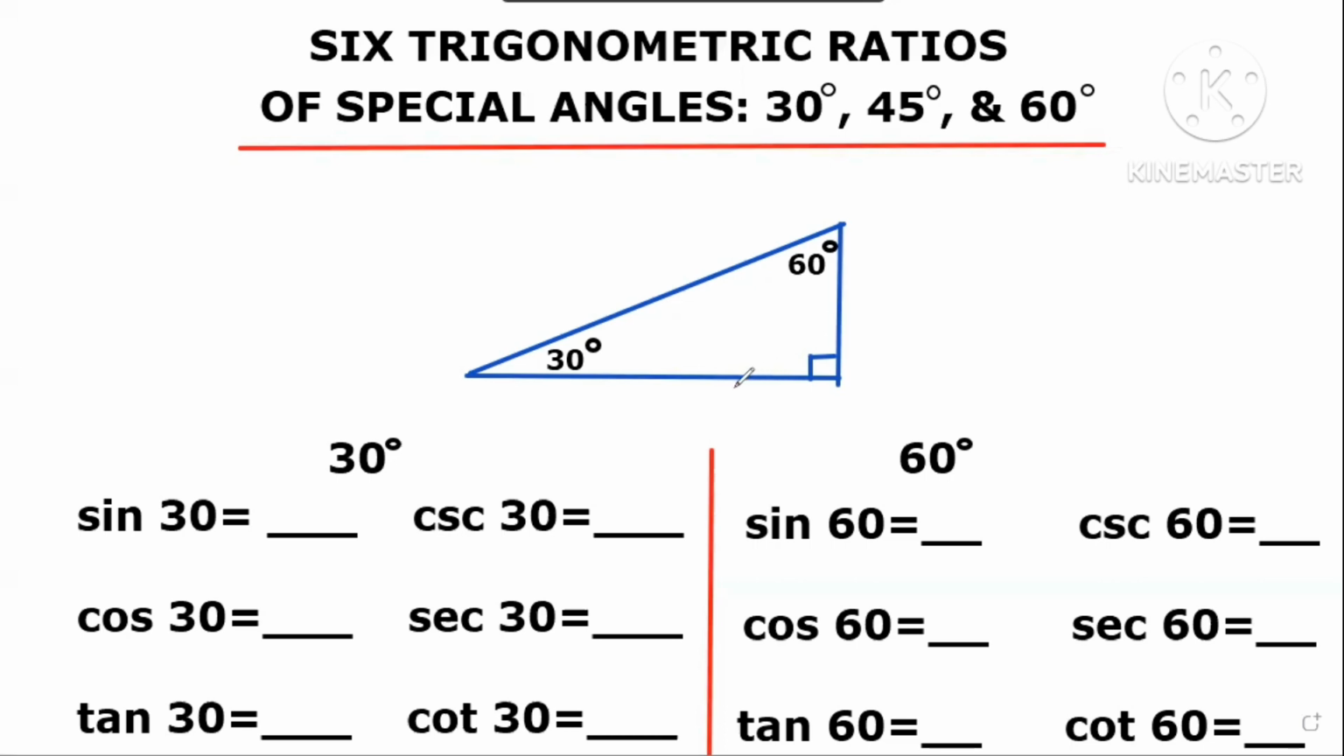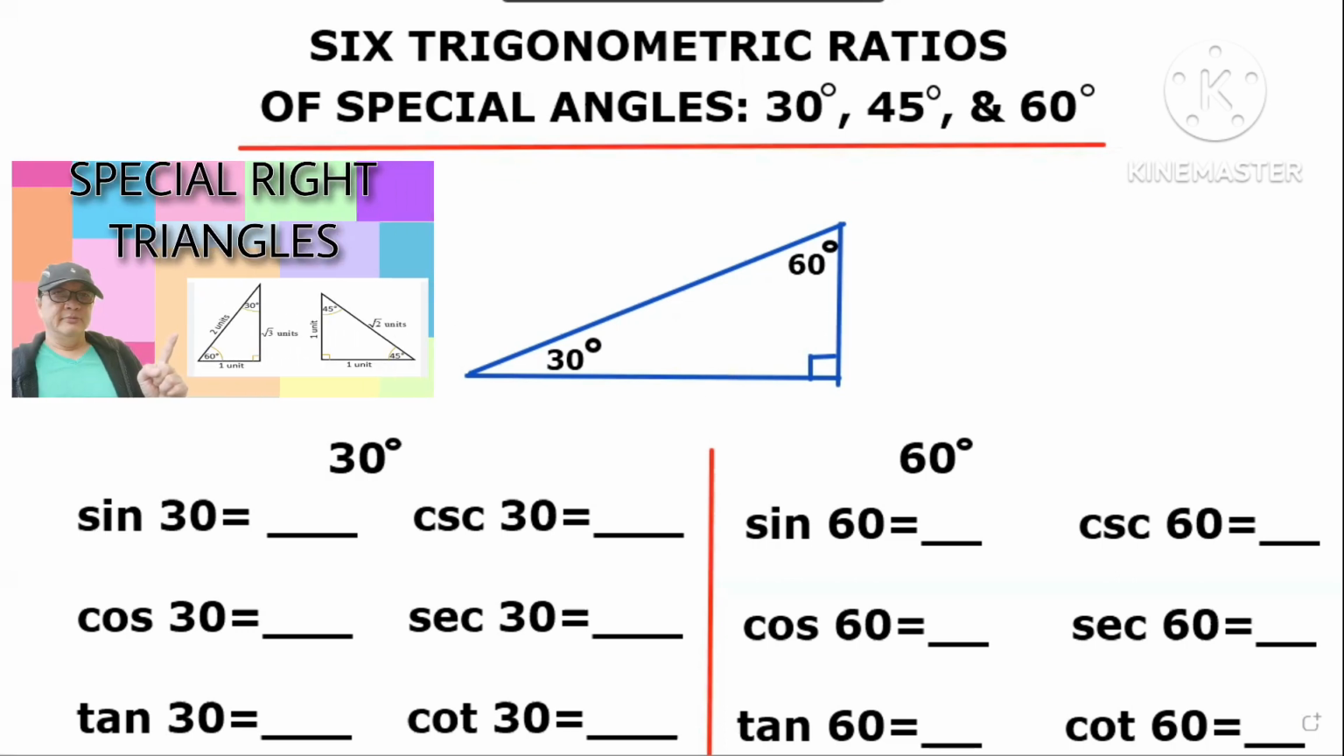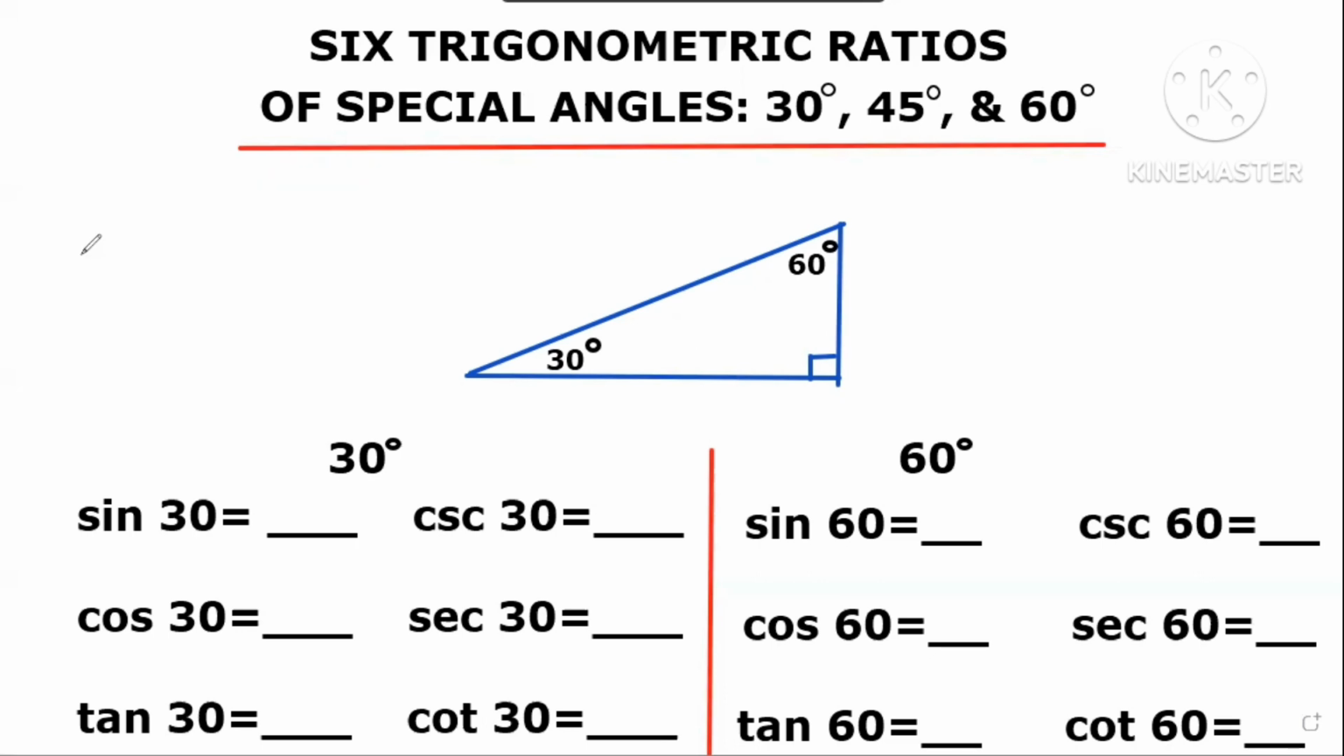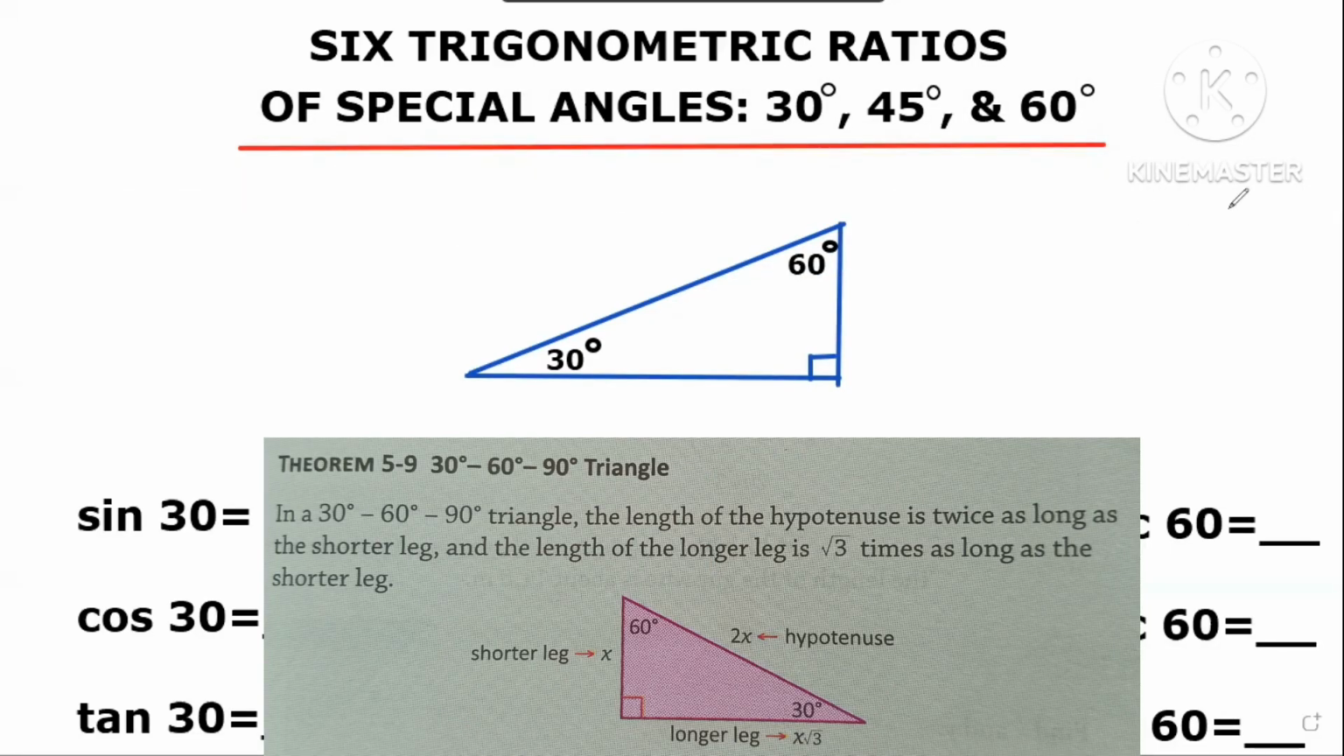Now, let us recall our lesson on special right triangles, 30, 60, 90 triangle. Kung hindi nyo pa napanood, panoorin nyo po ito. Kailangan po kasi ito para magawa po natin to. So, in a 30, 60, 90 triangle, the side opposite 30 is half the length of the hypotenuse, and the side opposite 60 is square root of 3 times the length of the side opposite 30. So, gamitin po natin dito.